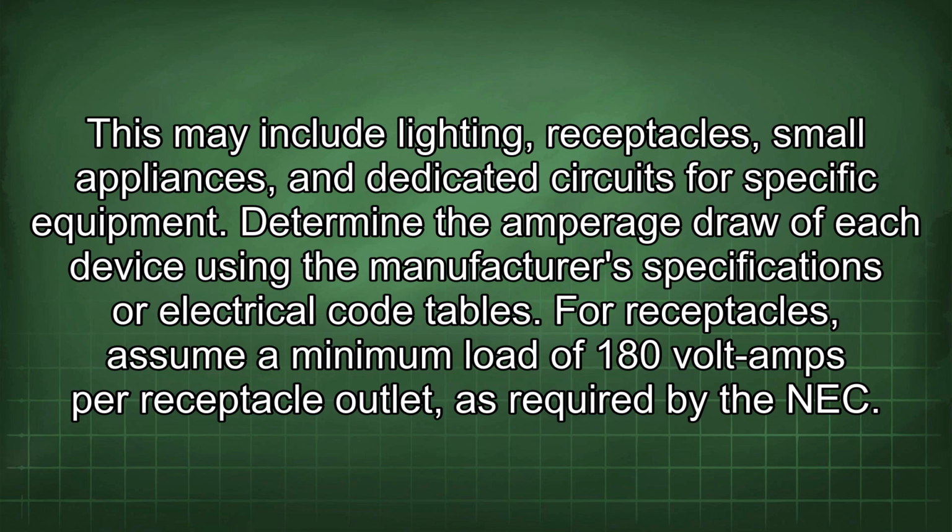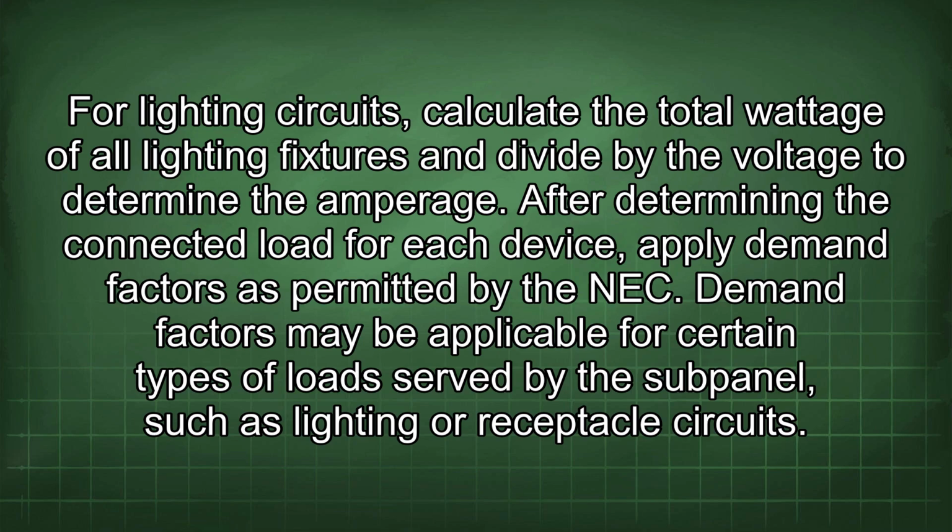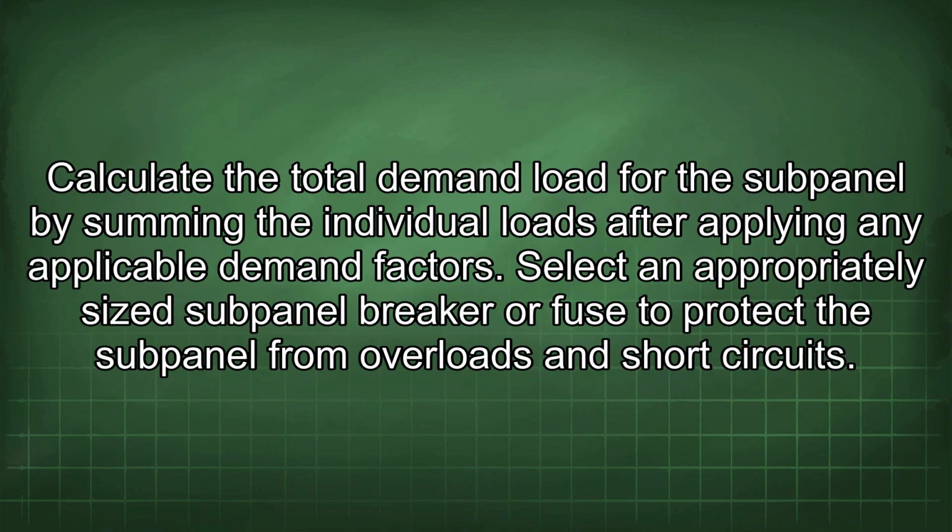Determine the amperage draw of each device using the manufacturer's specifications or electrical code tables. For receptacles, assume a minimum load of 180 volt amps per receptacle outlet as required by the NEC. For lighting circuits, calculate the total wattage of all lighting fixtures and divide by the voltage to determine the amperage. After determining the connected load for each device, apply demand factors as permitted by the NEC. Demand factors may be applicable for certain types of loads served by the subpanel, such as lighting or receptacle circuits. Calculate the total demand load for the subpanel by summing the individual loads after applying any applicable demand factors.